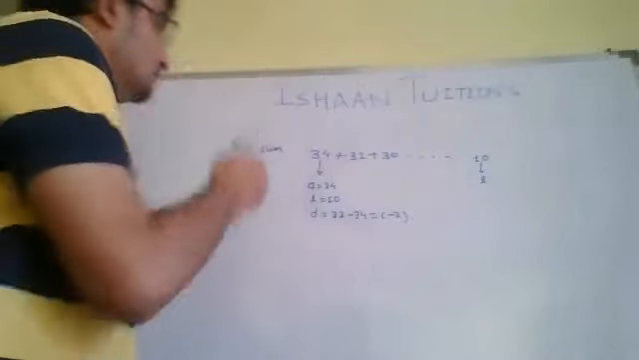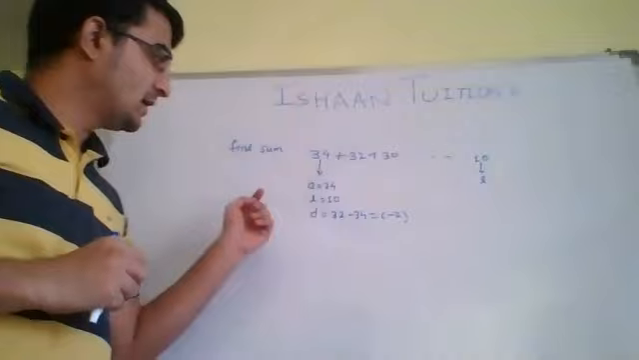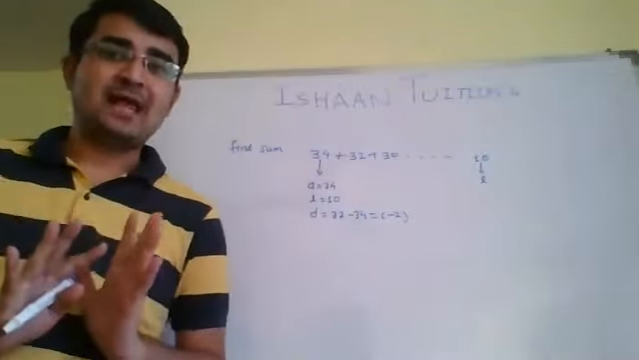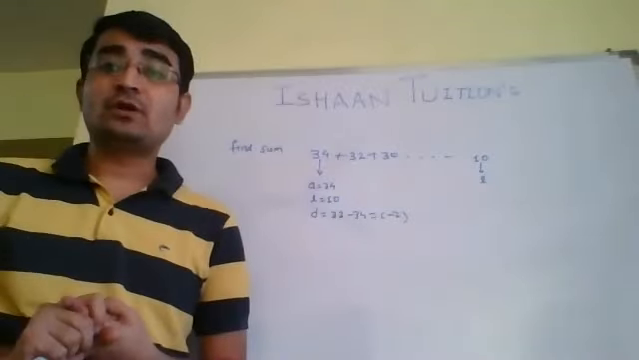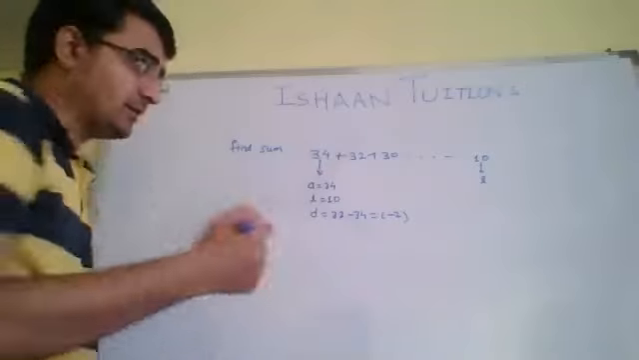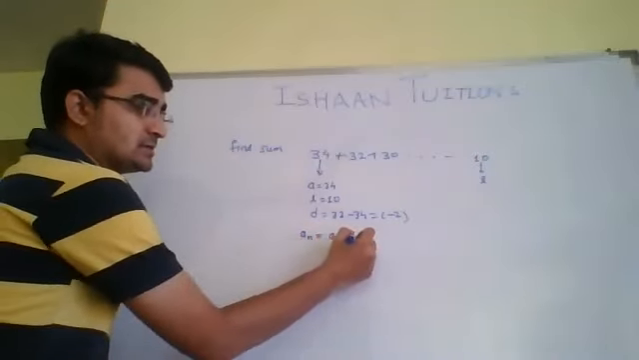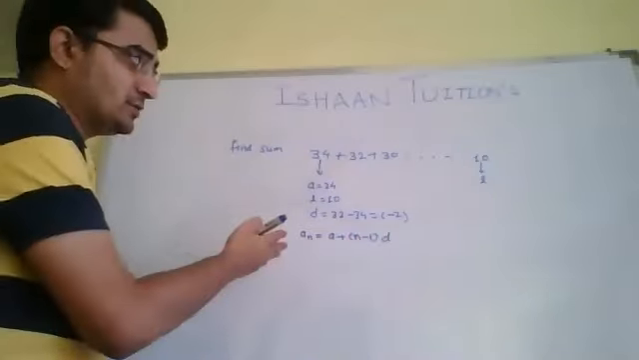How to do it now? We have a, we have l, we have the common difference. But one thing we don't have is the number of terms, n. Now, how to find the number of terms? In my first video, I had explained the formula of the nth term, that is an. So we're going to use that. An is equal to a plus (n minus 1) into d. Let's put the values over here.